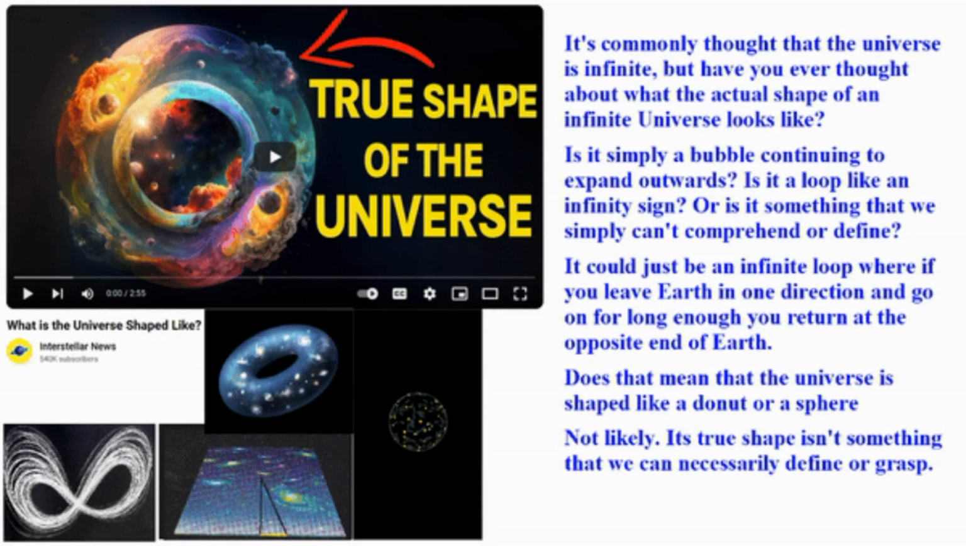But I like how this fellow ends. He says, not likely. Its true shape isn't something that we can necessarily define or grasp. Yeah, we can grasp all shapes, believe me. Any shape that you put on your screen, on the paper, on a blackboard, we all understand it. Believe me, shape is easy.